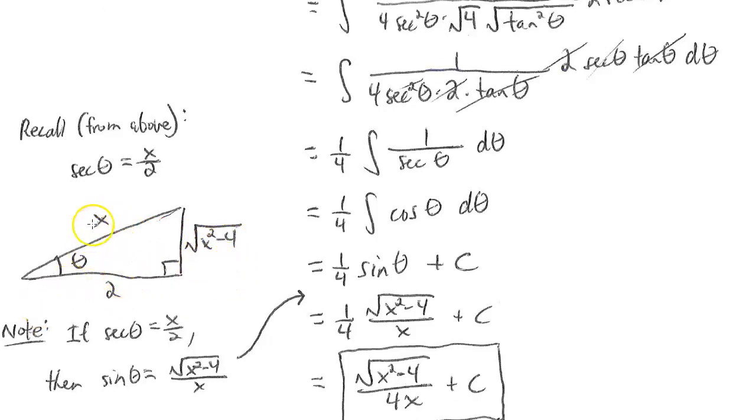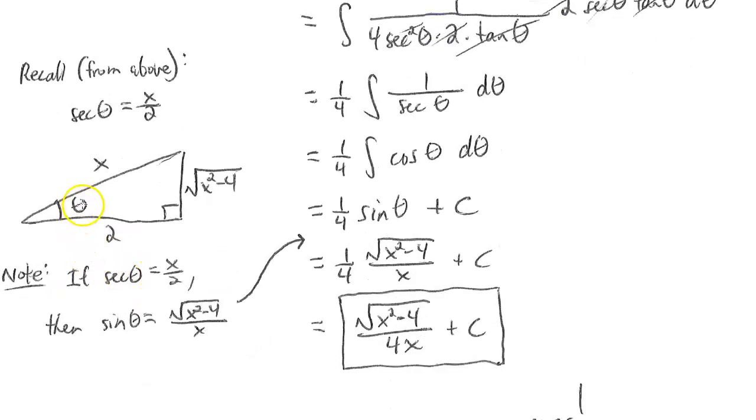Okay, so if secant theta is x over 2, notice that cosine of theta would be 2 over x. Well, what would be sine of theta? Well, it's opposite over hypotenuse, right? Sine of theta would be the square root of x squared minus 4 over x. Okay, so that's what sine of theta is. So that's the idea. If secant theta is x over 2, you can draw this triangle and see that sine of theta would be this. Okay, so that's what we're going to plug in for sine theta, and that's our final answer. Okay, I've simplified it right here. This is our final answer.